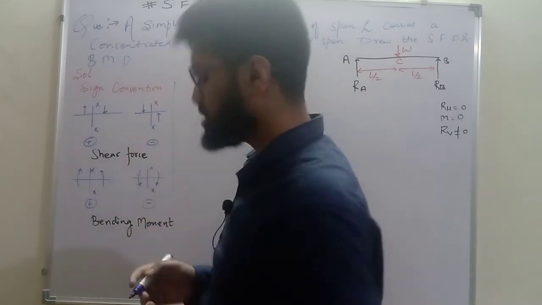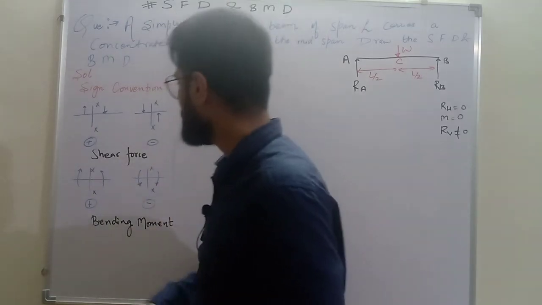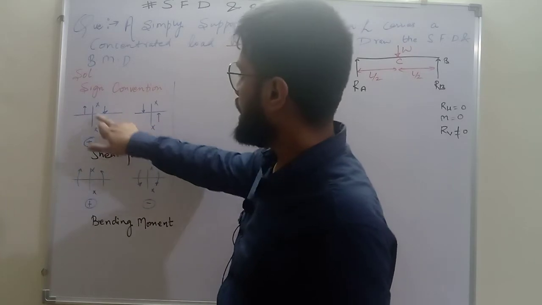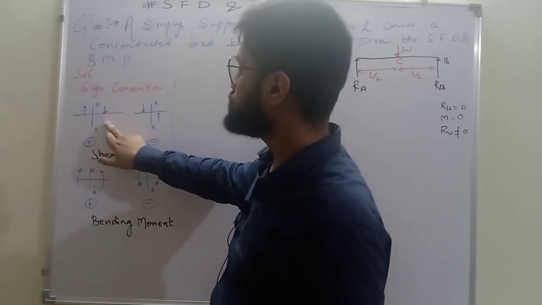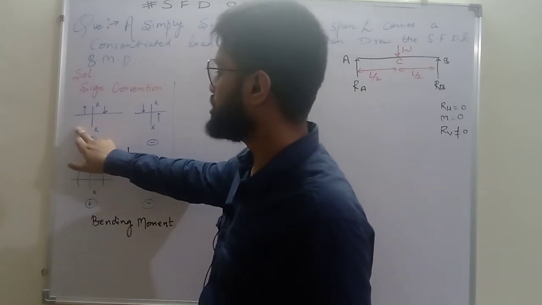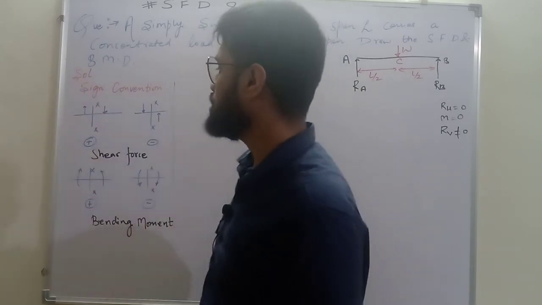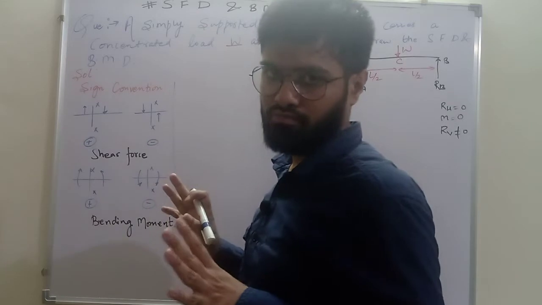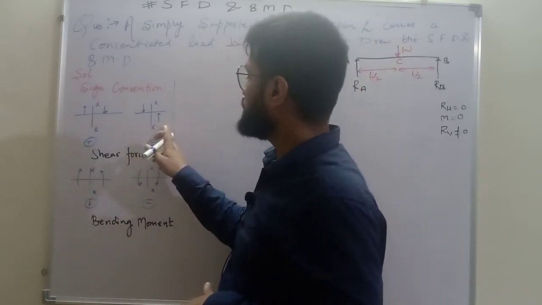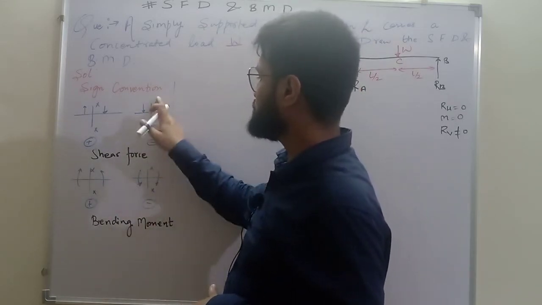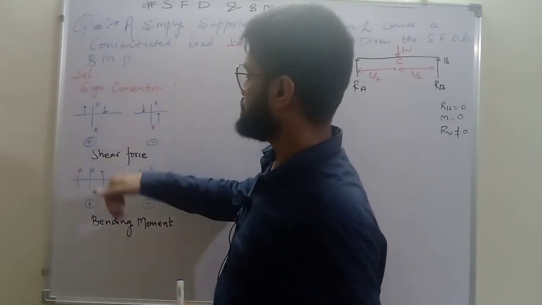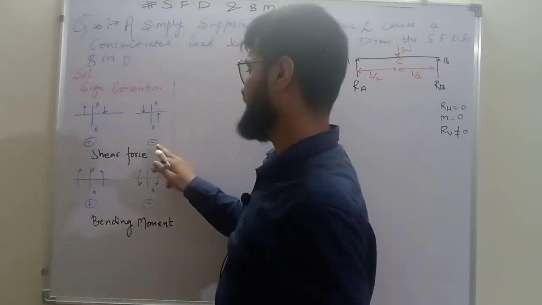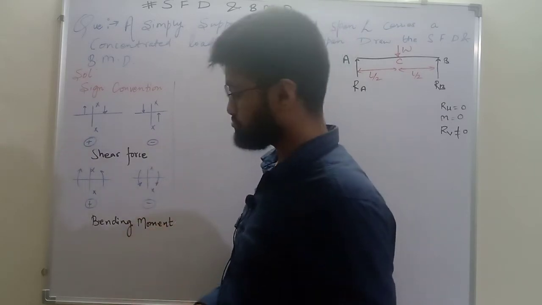What does this convention say? Here we see a beam and a section XX. If on the right side of the section the force is acting in the downward direction, and on the left side of the section the force is acting in the upward direction, then we take this shear force as positive. On the other hand, if on the right side the force is acting upward and on the left side the force is acting downward, then we take this as negative shear force.